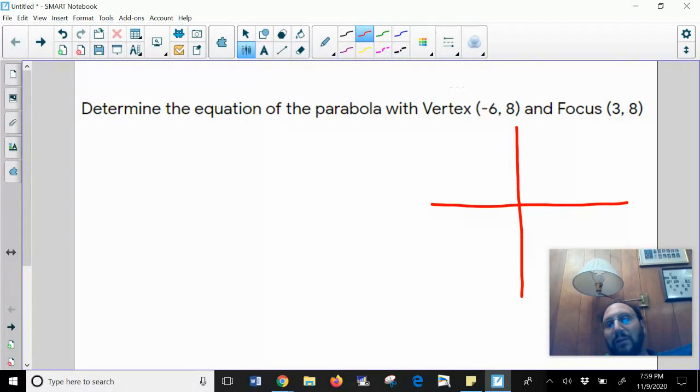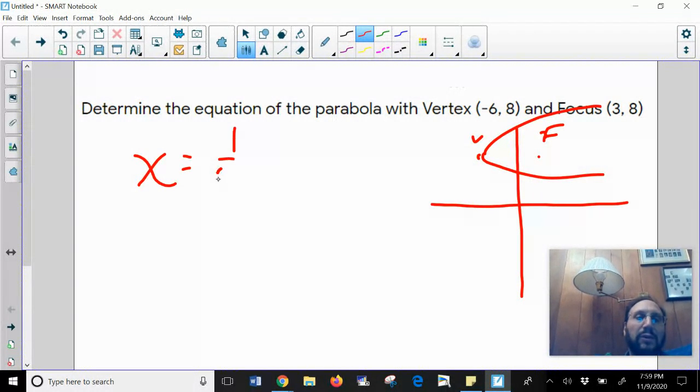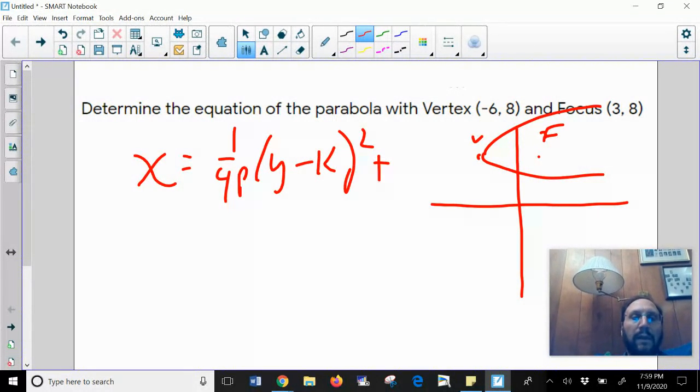First thing I do with every one of these problems is try to figure out which direction the thing is going. So -6, 8 is in quadrant 2. 3, 8 is in quadrant 1. The focus is always inside the parabola, so I know that this one is going to the right, which automatically means that I'm going to use this formula, where h, k is -6, 8.